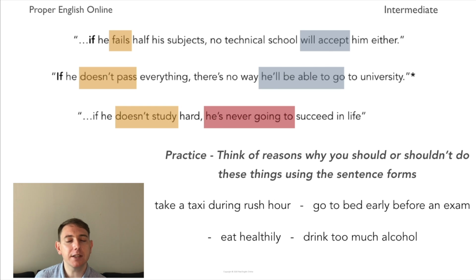Now, how about drink too much alcohol? Well, let's say you shouldn't drink too much alcohol because if you drink too much alcohol, you'll feel sick the next day. You'll have a hangover. You'll get a hangover, right? Okay, and maybe your friends will be annoyed at you. Your friends will be annoyed. Friends'll, we could say. All right, guys, well done.